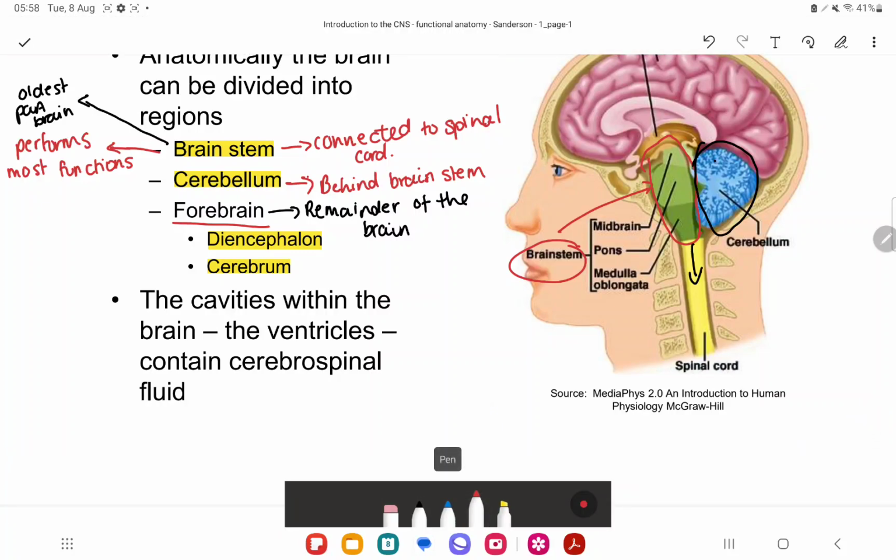So the brain contains cavities, and these cavities contain ventricles, and these ventricles contain cerebral spinal fluid. I don't know why it does that, but that's just it. There's nothing else to know. So the brain contains the brainstem, cerebellum, forebrain, and it also contains cavities, and these cavities within the brain are also known as the ventricles, and they contain cerebral spinal fluid.